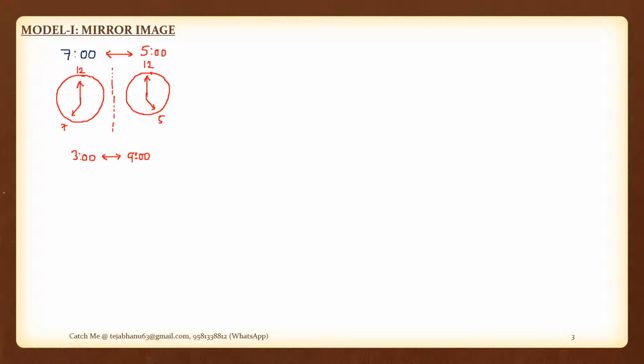That means, kindly have a look. If you add the real time plus the mirror image time, it will always give us 12. See, 7 plus 5, it is 12. 3 plus 9, it is 12.